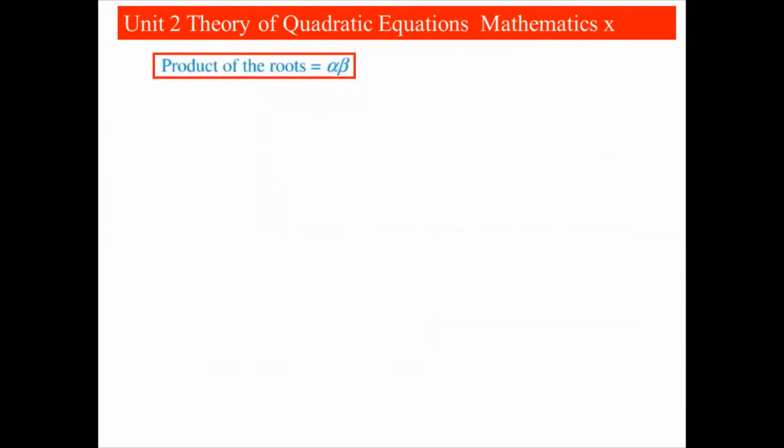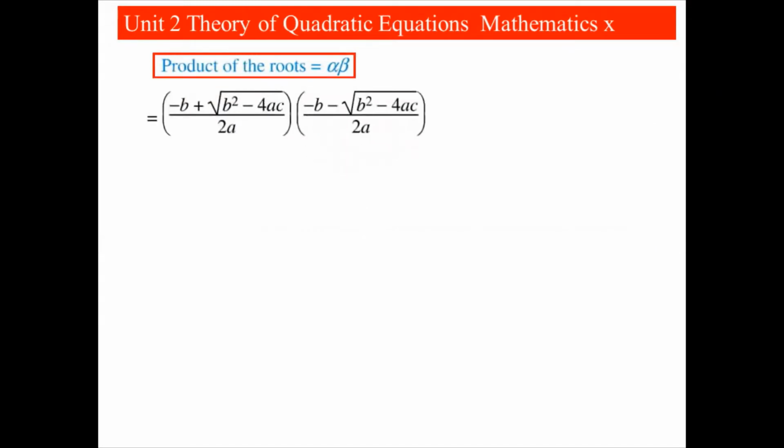Now the product of the roots, alpha beta, by using the values of alpha and beta, we can write this as over 2a times over 2a, which gives 4a². Here we can use the formula a² minus b². Here this value is a, so a plus b, here is a minus b. This is the first value and this is the second value, so first value plus second value times first value minus second value gives first value squared minus second value squared. So minus b squared minus the square root of b² minus 4ac whole squared, divided by 4a².